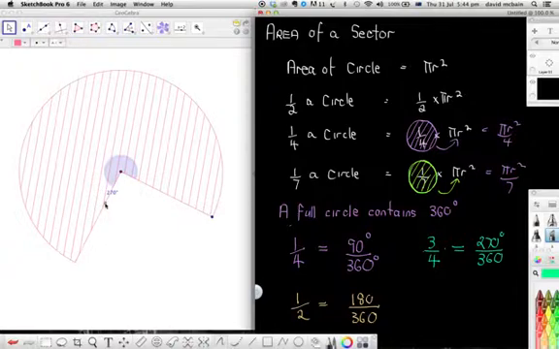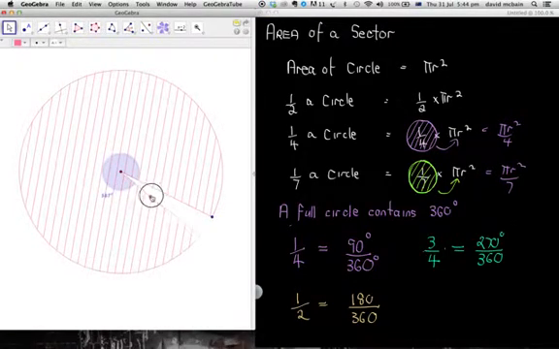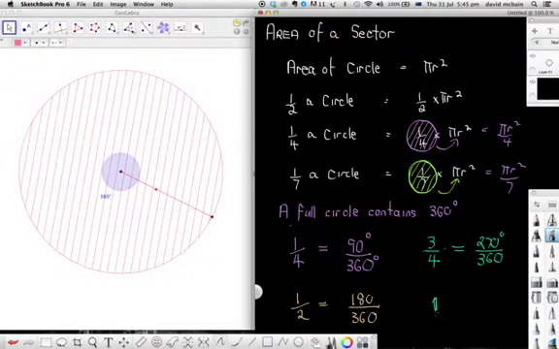And if we go around all the way to 360, like that, that means we've got a full circle. So one whole circle is 1 over 1, which is the same as 360 degrees out of a possible 360 degrees, which is 1. So this angle in here, this central angle, is the key to working out what fraction of the circle we've got.